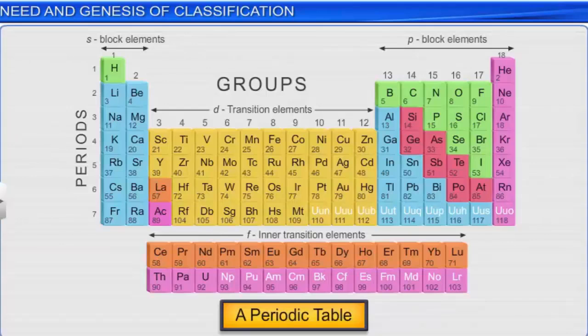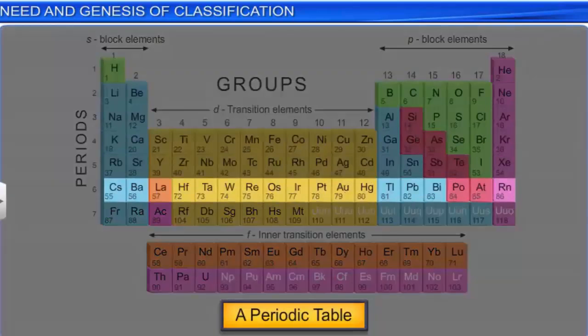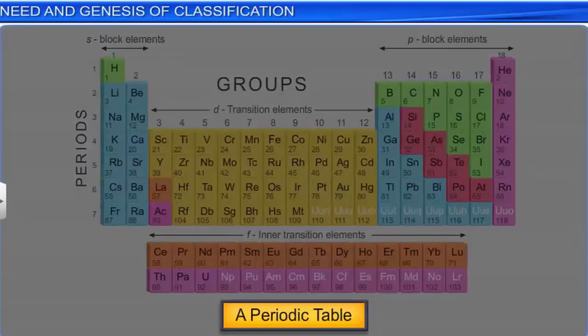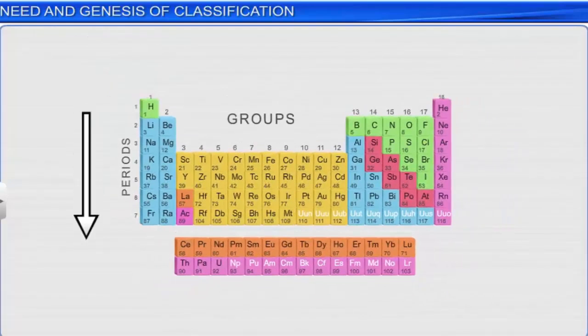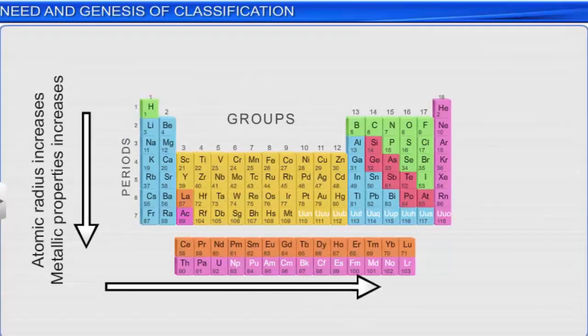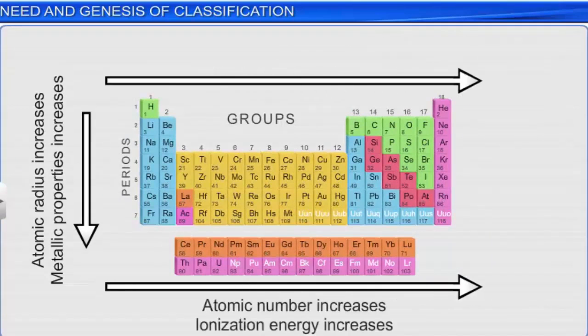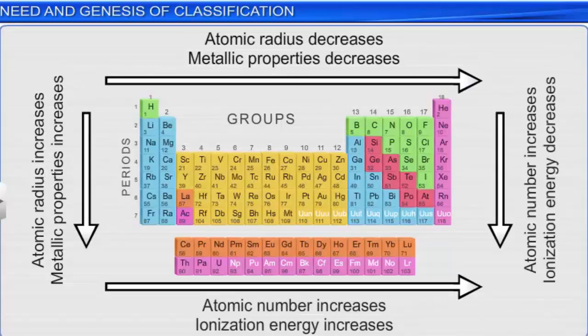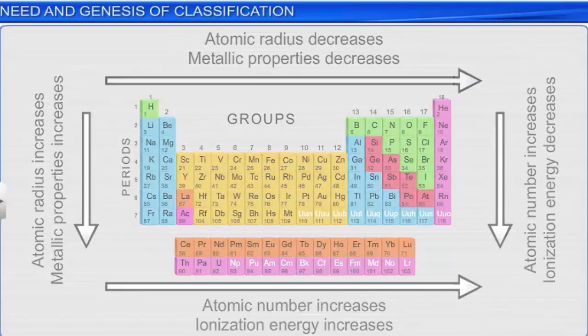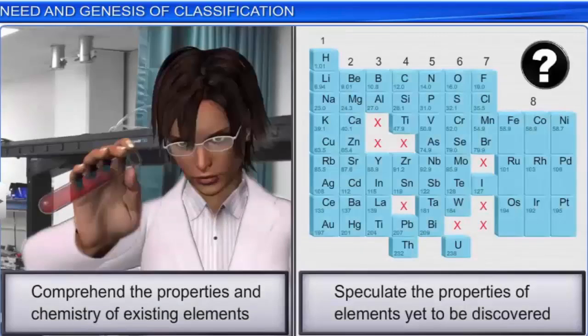It classified elements in rows and columns such that the periodicity in their properties, that is, the reappearance of similar properties at regular intervals, could become apparent. A periodic law defines the periodicity in the properties of elements in a periodic table. This classification not only helped scientists in comprehending the properties and chemistry of existing elements, but also in predicting the properties of elements that were yet to be discovered.